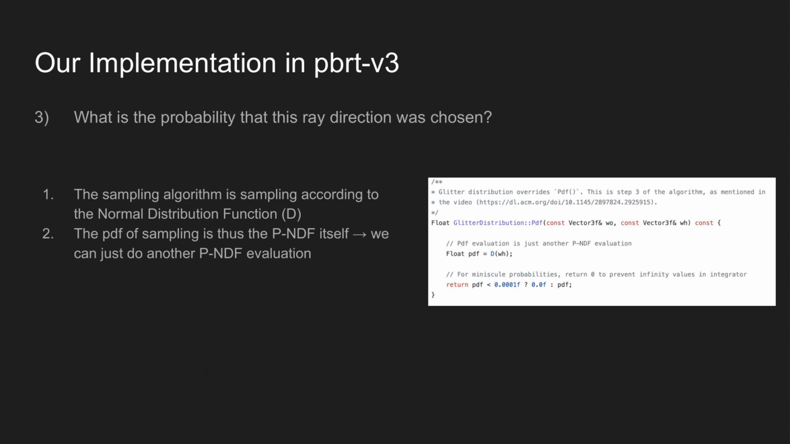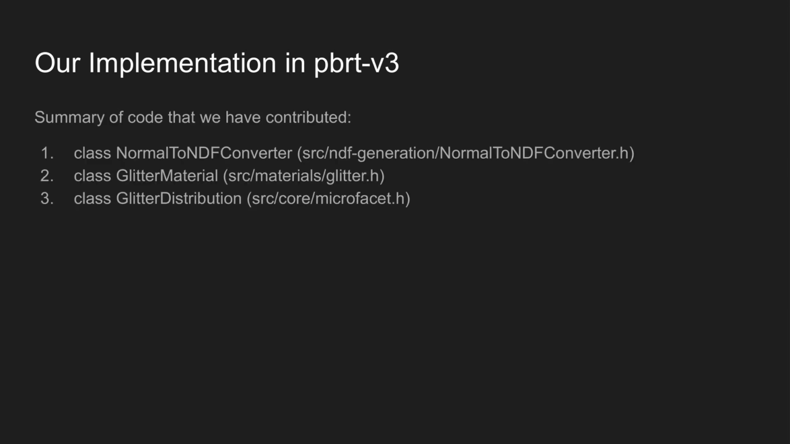In the final phase, we have to account for the probability that this ray direction was chosen, as the division by the sample's probability is an essential part of the Monte Carlo estimator. Our sampling algorithm is sampling according to the NDF, so this means that the probability of taking a certain sample corresponds to the P-NDF itself. To retrieve the probability value, we can therefore just do another P-NDF evaluation. This PDF method was overridden in the glitter distribution class, which inherits from the microfacet distribution class that is part of PBRT. In summary, the relevant code that we have contributed can be found in the normal to NDF converter class, the glitter material class, and the glitter distribution class.